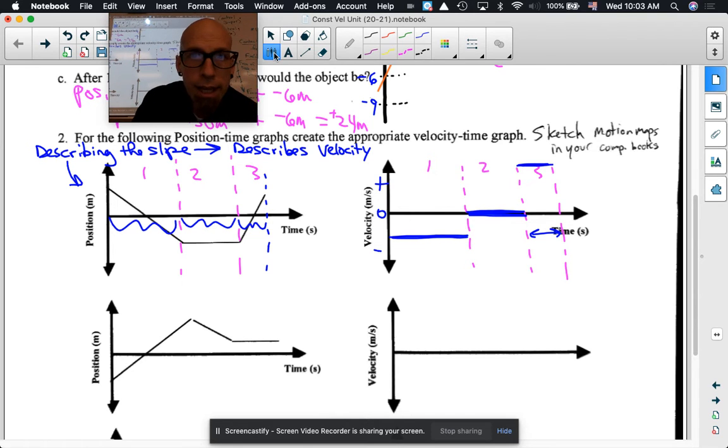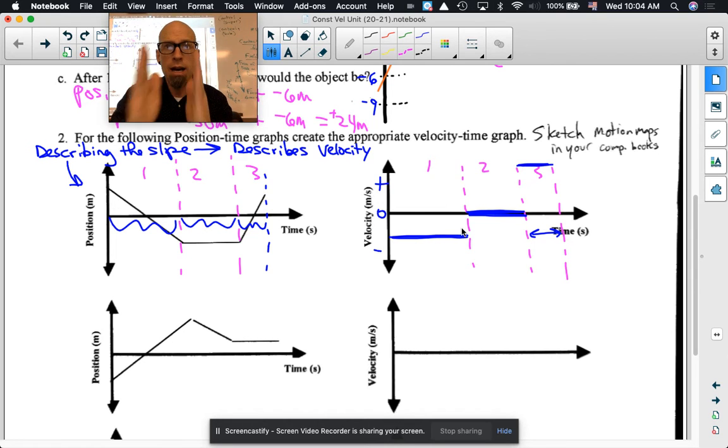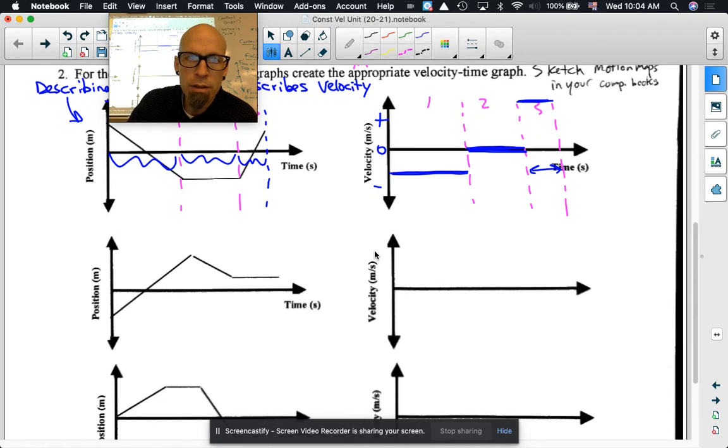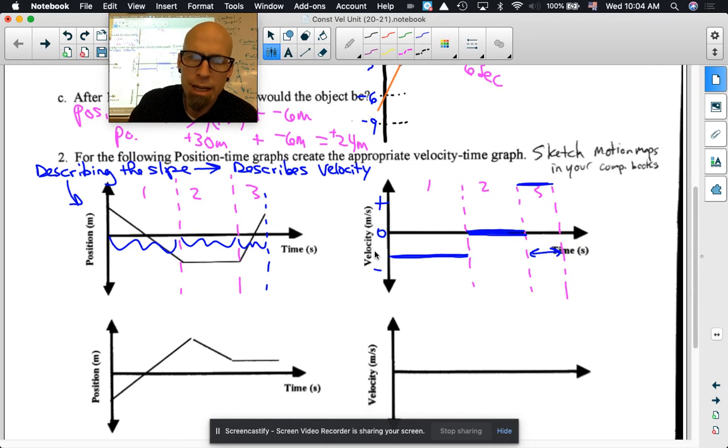So that's one of the things you kind of have to pay attention to as you're going from the position-time graphs to the velocity-time graphs, is not just what each of the sections is doing, but how much time or how little time is happening during those sections. Hope that makes sense. Next one. Oh, yeah, we're supposed to sketch motion maps. We'll come back and do that at the end.